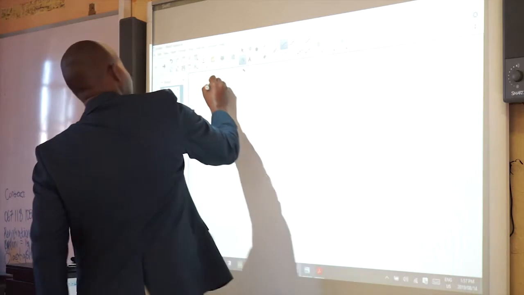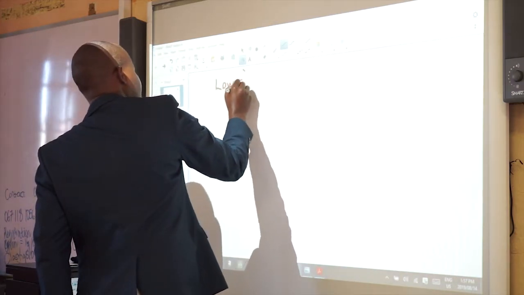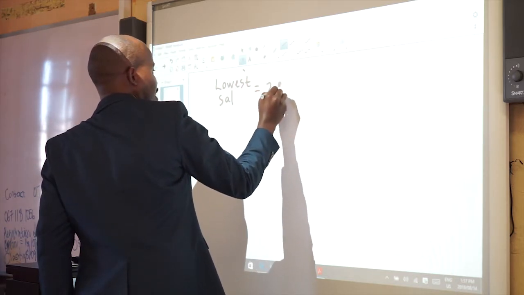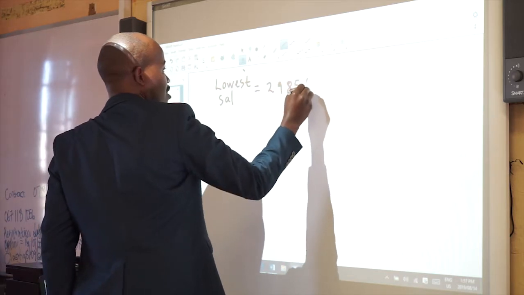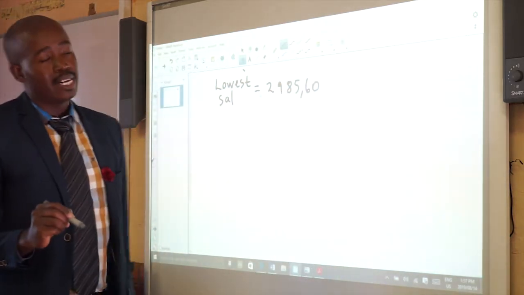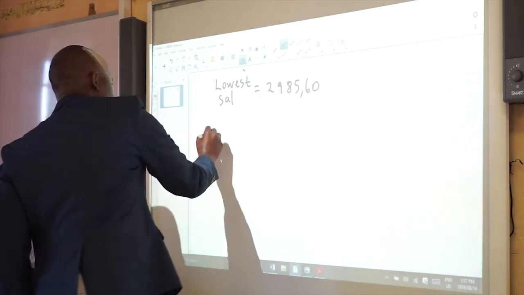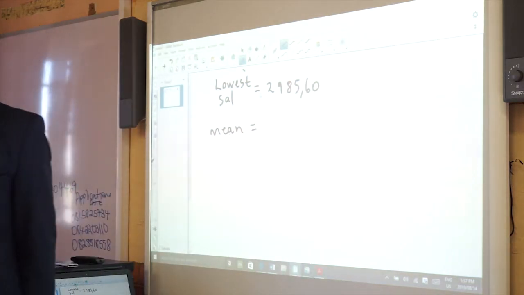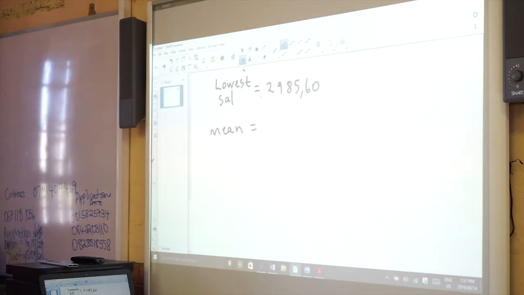So two things are mentioned here: the lowest salary, which is 2,985 rand 60, and the mean salary. Let's just calculate the mean salary of all employees. Again, let me ask my learners, my colleagues, what is the formula for calculating the mean?